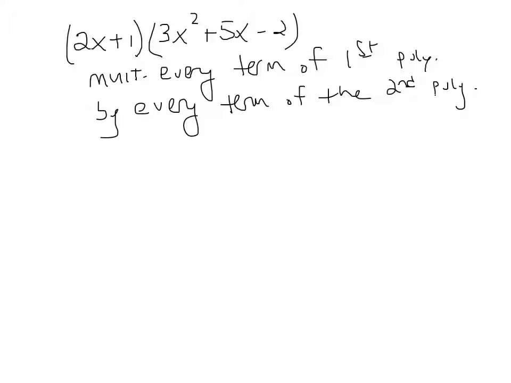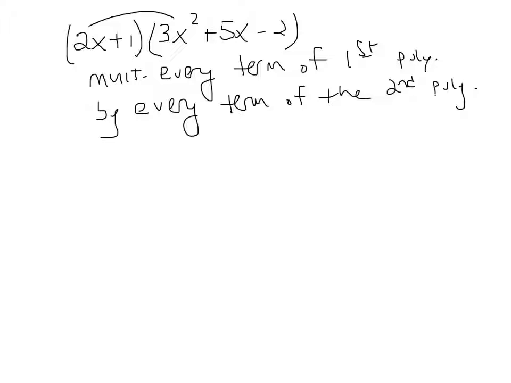So usually what you do is you pick one of the terms in one of the polynomials. I'll pick 2x, and then I'm going to multiply it by all three of those other terms. Then I'm going to do the same thing with the other term of the first polynomial. Multiply it by all these. So I'm going to do a total of 6 multiplications.